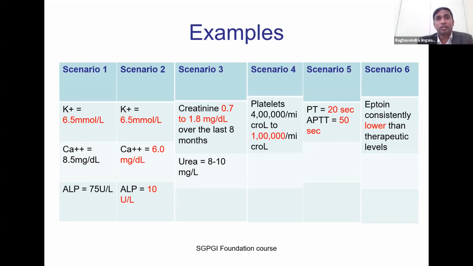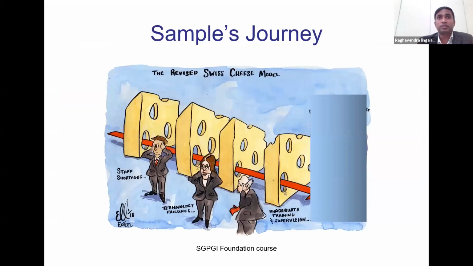My agenda, my goal, is that after the session you will be able to answer these different scenarios: what might be the possible cause with respect to blood collection?